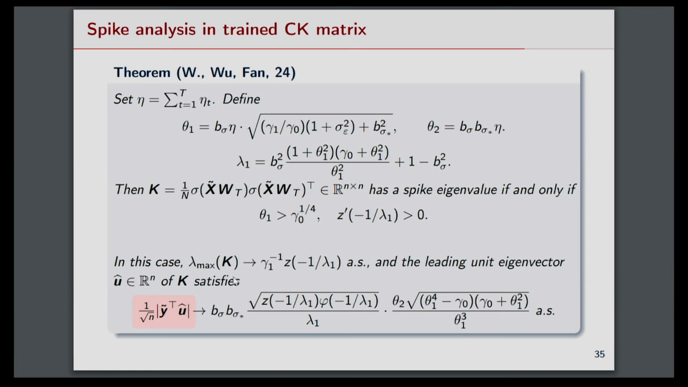Here lambda max is just the largest eigenvalue of this trained CK matrix, and it's governed by this Z transform. It's the same Z transform we presented before. And the corresponding eigenvector will align with the test label. So we have a precise asymptotic limit for this inner product: the inner product between the test label and the largest eigenvector of this trained CK matrix, which is governed by this Z transform and the phi transform I defined before.